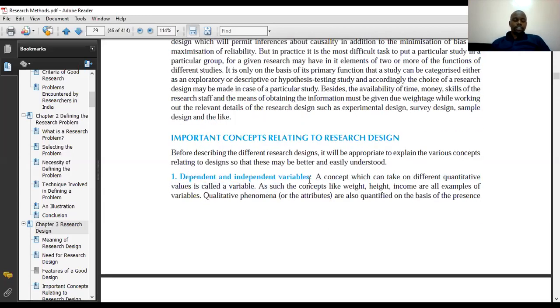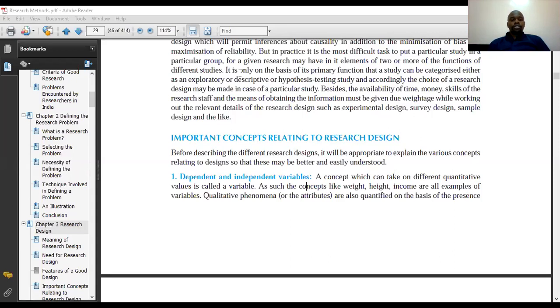A variable is a concept that can take on a quantitative value or even a qualitative value. The general and the best way to describe a variable is basically a concept that can be measured. Okay, it can be measured, it can be compared. It is a concept that can actually be measured and considered for analysis.